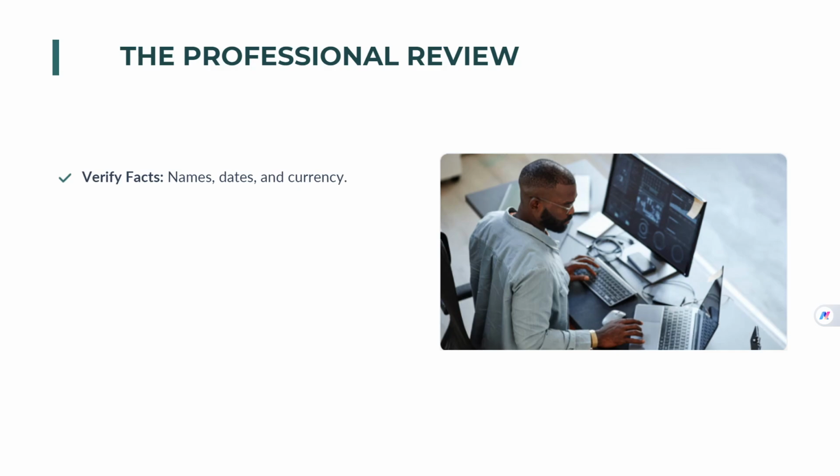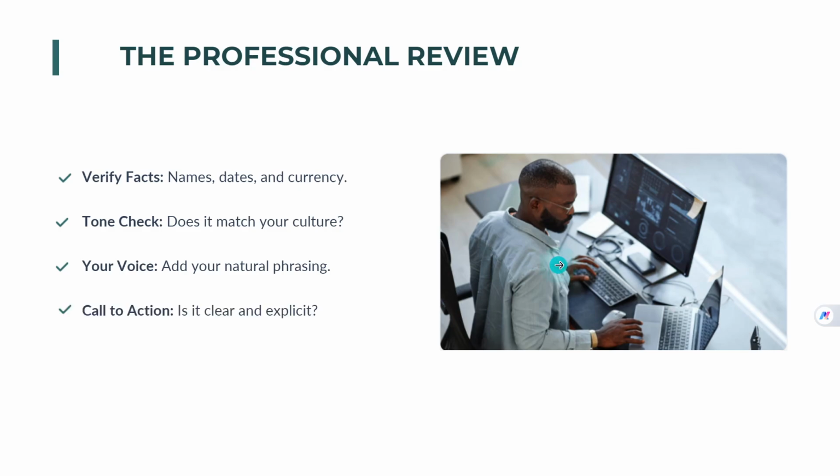Moving on to the next, we have our editing checklist. Okay, so when you receive an AI draft, here are what you should check out for. First, verify all facts, names, dates, numbers, currency, any specific claim. Two, check the tone. Does it match your relationship with the recipient, your organizational culture? Third, your voice. Add natural phrasing. Replace generic phrases with how you would naturally say things. Ensure completeness. Did you include everything that needs to be in the communication? Then check if there is a call to action. Is it clear what you want the reader to do next? So all of this you have to check before sending out your message.